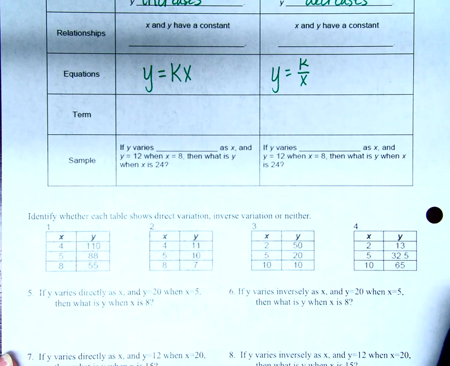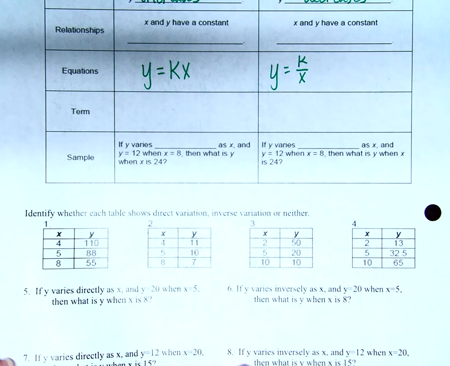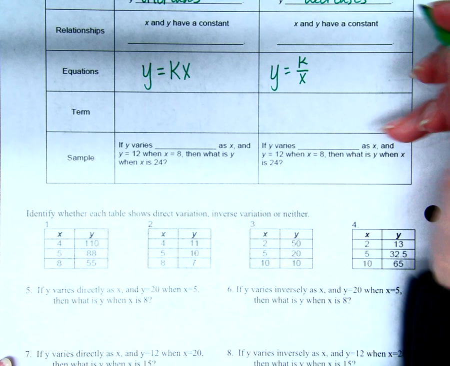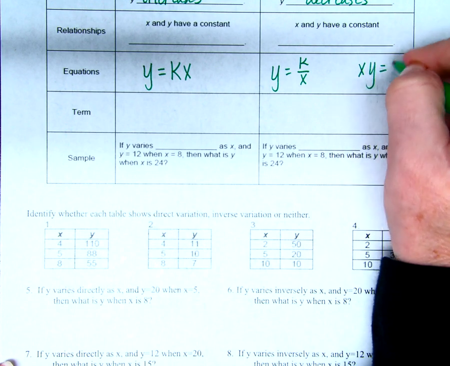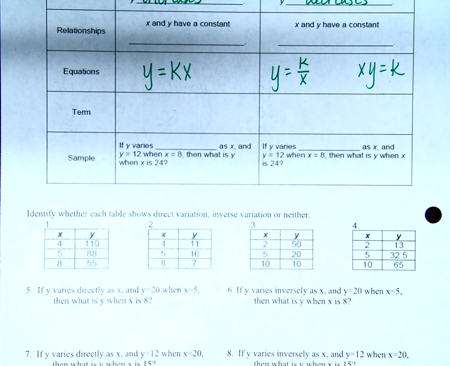What's the other way that they look? Especially the first one and the last one. How did we start out? XY equals K, right? Isn't that how we started out?